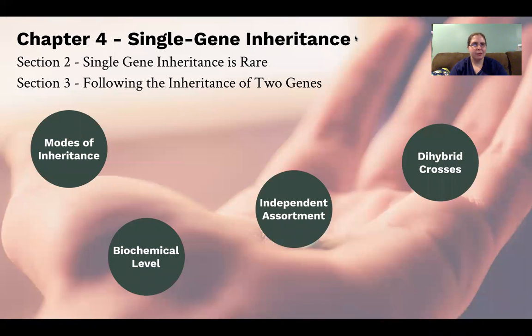Hey guys, we're back with chapter 4, single gene inheritance, but this time we're going to be looking at sections 2 and 3. So section 2 is single gene inheritance is rare, and section 3, following the inheritance of two genes. All right, so let's get going, shall we?